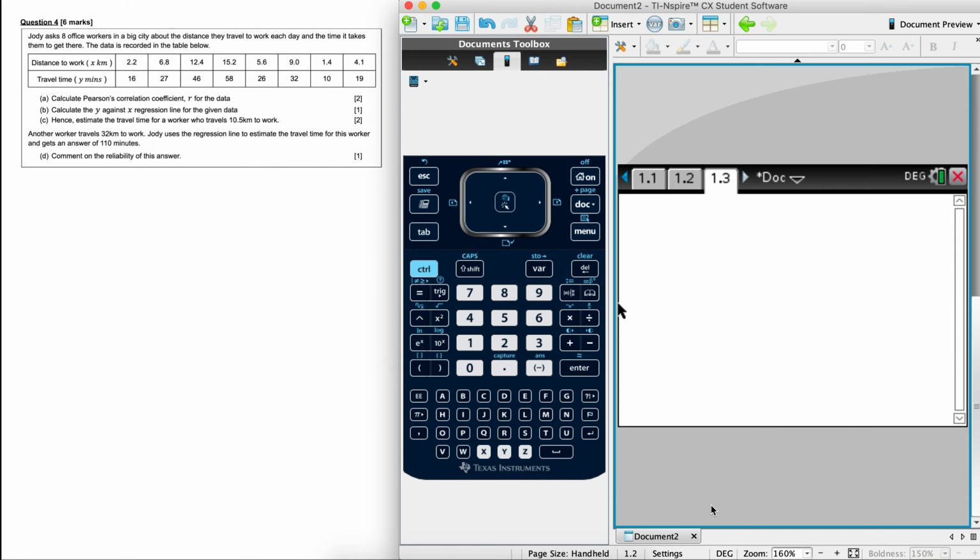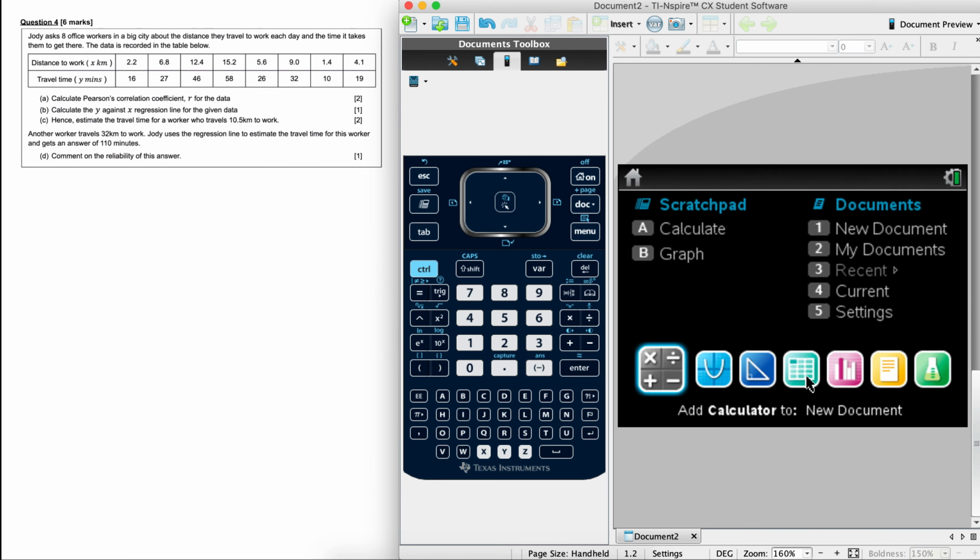So question 4 is using correlation and regression. So it's that idea with bivariate data or scatter graphs. So we have a table of data here, which is the time that it takes people to get to work or get to the office. And we need to do a Pearson's correlation coefficient to find the R value of the data.